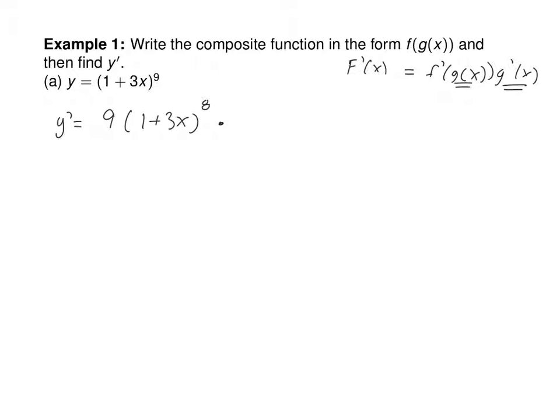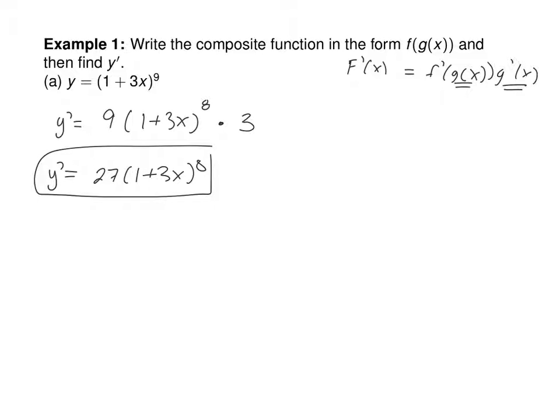What is the inside function, first of all? 1 + 3x. What is its derivative? 3. And that's it. So this is going to be y prime equals 27(1 + 3x) to the 8th. There you go. So you differentiate the outer, leave the inner alone, multiply by the inner's derivative. It gets more complicated if the derivative of your inner function is more complicated than this, but the basic idea is you differentiate one function at a time.